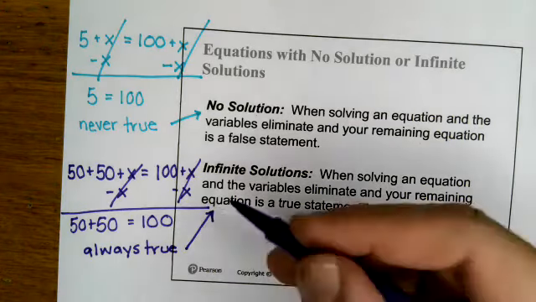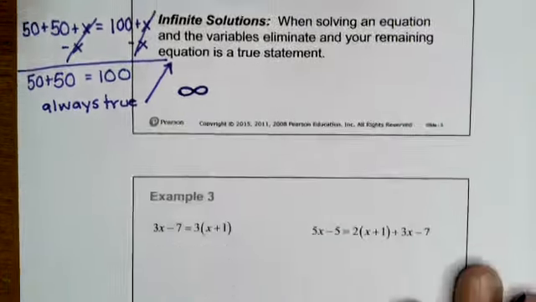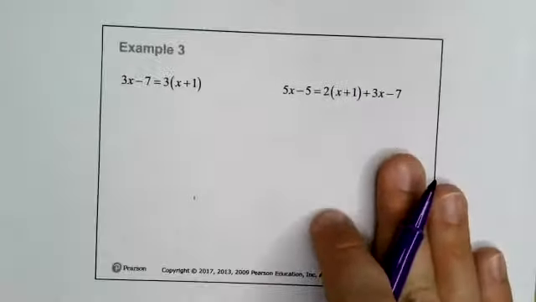So even if I made x equal to 30, then it would be 130 equals 130. So infinite is like infinity, and this is the symbol for infinity. Infinite solutions, right? Always true. Let's practice 2 of them. 3x minus 7 equals 3 parentheses x plus 1. First, clear your parentheses. 3 times x, 3 times 1. 3x minus 7 equals 3x plus 3.